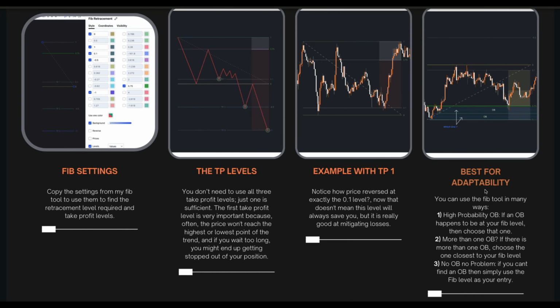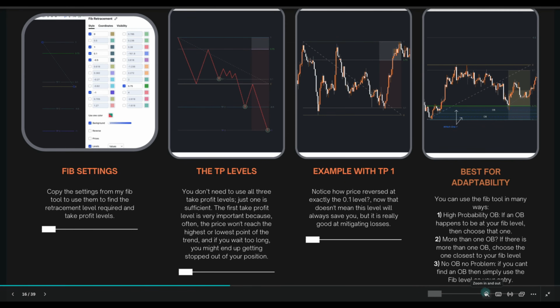So, best for adaptability, you can use the fib tool in many ways. One, high probability order block. If an order block happens to be at your fib level, then choose that one. Number two, more than one order block. If there is more than one order block, choose the one closest to your fib level. No order block, no problem. If you can't find an order block, then simply use the fib level as your entry.